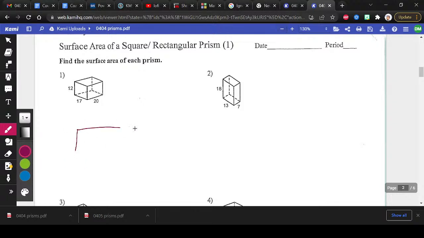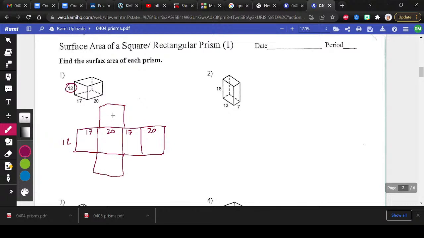So here we start off with a rectangle, and this will be the lateral surface area. It's the surface area that's around the figure. If we look here, this is the height of our rectangle. So we have 2, and then we go 17 and 20 and 17 and 20. Then we're going to put the top here and the bottom here.